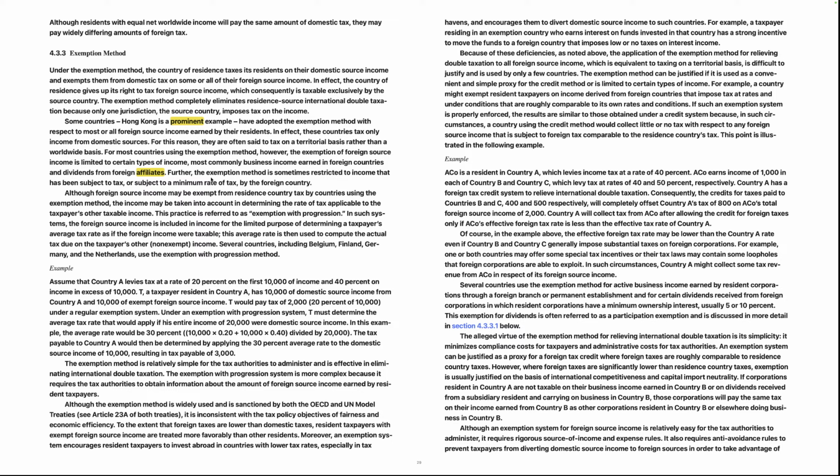In such a system, the foreign source income is included in income for the limited purpose of determining a taxpayer's average tax rate as if the foreign income were taxable. This average rate is then used to compute the actual tax due on the taxpayer's other non-exempt income. Several countries, including Belgium, Finland, Germany, and the Netherlands, use the exemption with progression method.